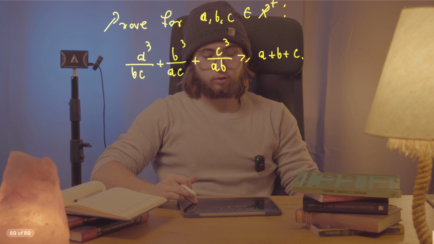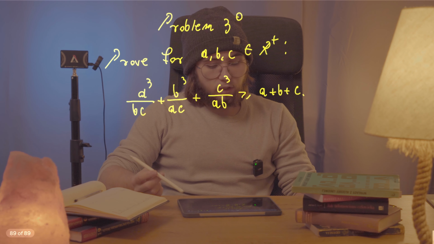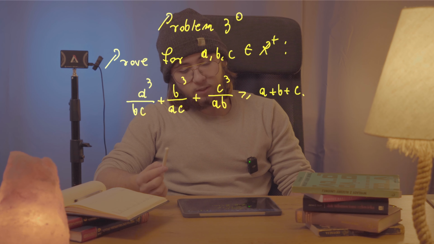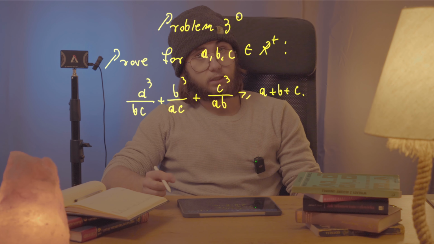Okay guys, so the problem number 2, we're supposed to prove for a, b, c that are positive reals that a cubed over bc plus b cubed over ac plus c cubed over ab is greater than or equal to the sum of a, b and c.